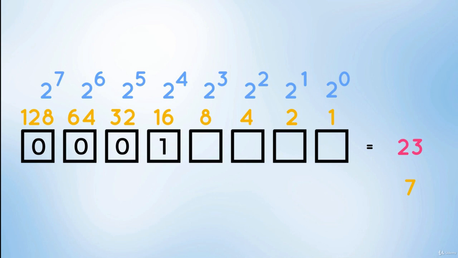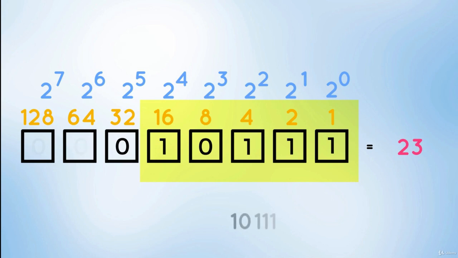Does 8 go into 7? Nope, we leave that as 0. Does 4 go into 7? Of course, that takes a value of 1. So now we've used up 4. 7 minus 4 equals 3. And there's 3 left that we have to account for. Does 2 go into 3? Yep. Now there's only 1 left. Does 1 go into 1? Indeed. And there's the binary representation of 23. We can cut off the zeros in the beginning, and it's just as we said earlier, 1, 0, 1, 1, 1.